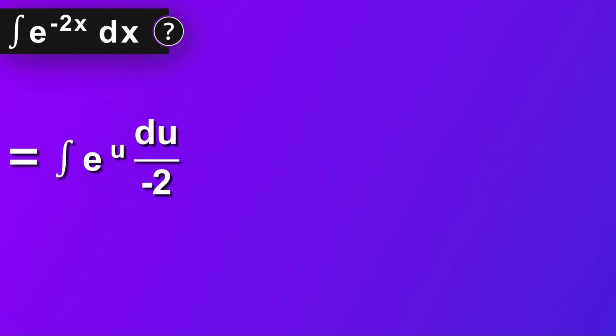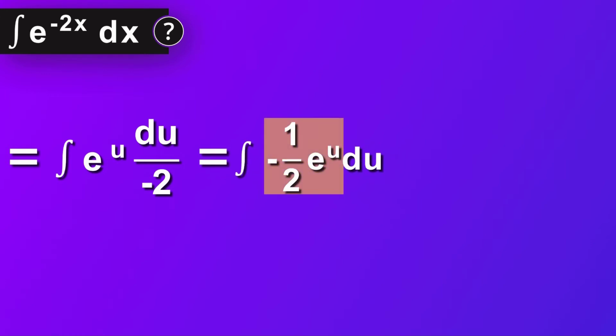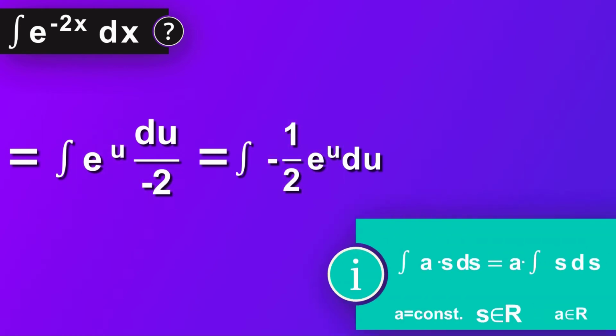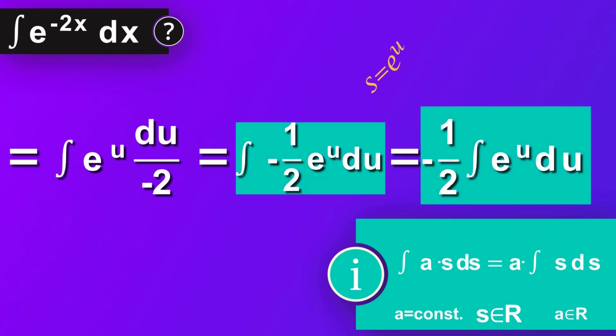Next, we try to modify our main equation to a form which enables using some known formulas for solving integrals. First, let's multiply e raised to u by minus half, and in that way we get rid of the division by minus 2 in the denominator. Then, knowing that the integral of a multiplied by s by ds, where a is some constant, equals a multiplied by the integral of s by ds, we may apply it to our equation. In our case, s is e raised to u and a is minus half.